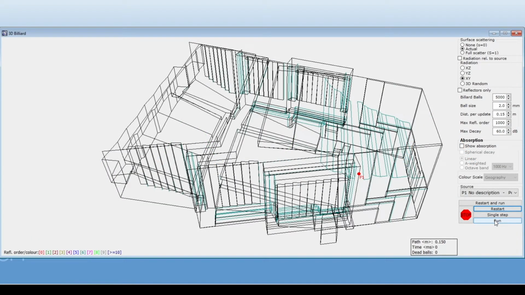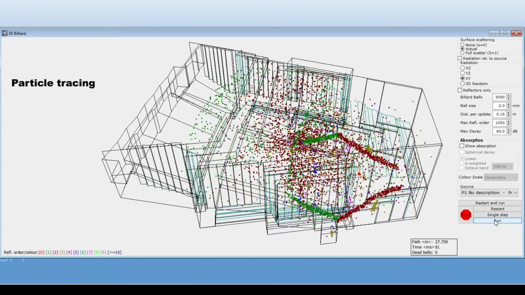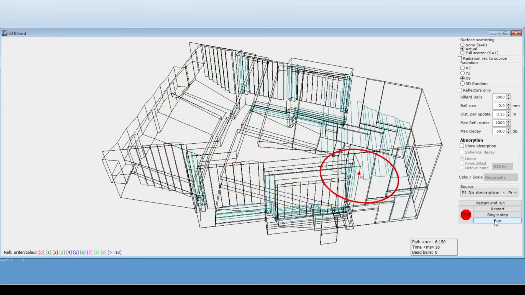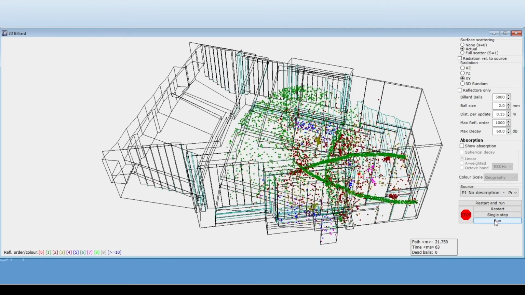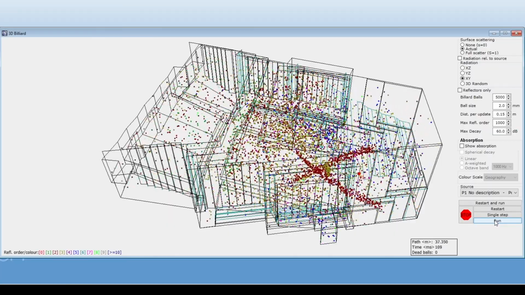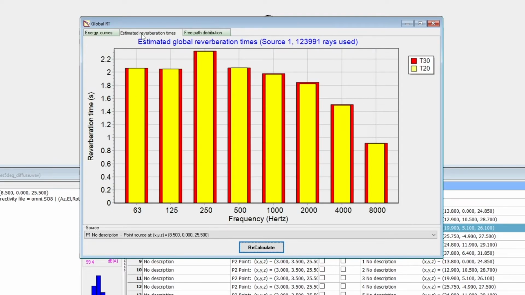Rather than emitting one ray after another, it is also possible to calculate small packets of acoustic energy emitted simultaneously. This is called particle tracing, and it can be visualized in ODEON in the form of 3D billiards. The energy and propagation angle of each particle is adjusted at each reflection, according to the absorption and scattering of the surface. Aside from producing informative visualizations, particle tracing also allows us to derive global decay curves, and consequently global reverberation times for the room, which are receiver independent.